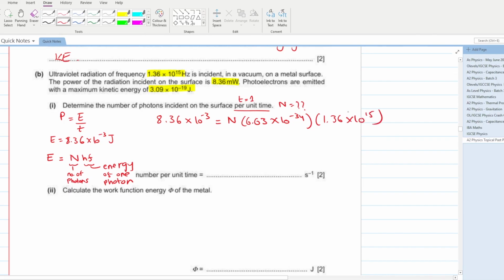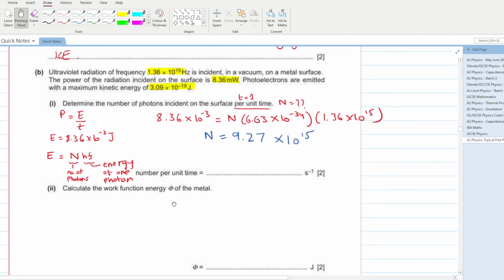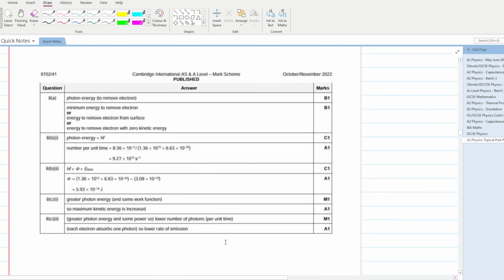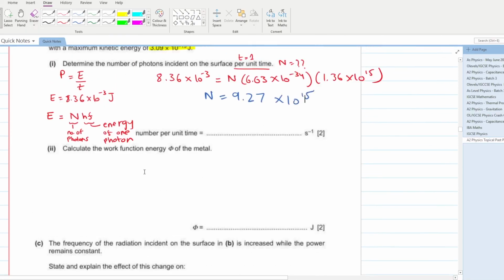Okay, let's calculate N. 8.36 into 10 raised to the power of minus 3, divided by 6.63 into 10 raised to the power of minus 34, into 1.36 into 10 raised to the power of 15. Okay, so your answer comes out to be 9.27. N is equal to 9.27 into 10 raised to the power of 15. Let me also verify it with the marking scheme since we have the luxury to do that. Yes, it's correct.